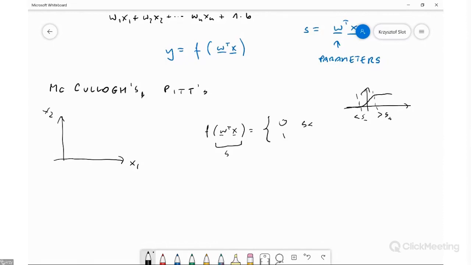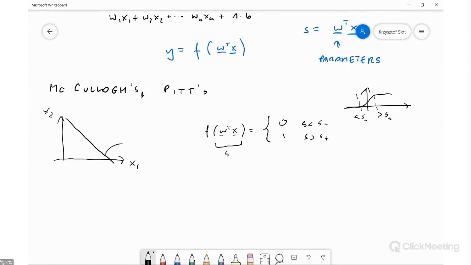So if s is lower than s minus or s is greater than s plus, I can say that a neuron can be considered as something that we could call a classifier, because this is a classification function. And how can we graphically visualize that? A dot product is just a line. There is a line equation.